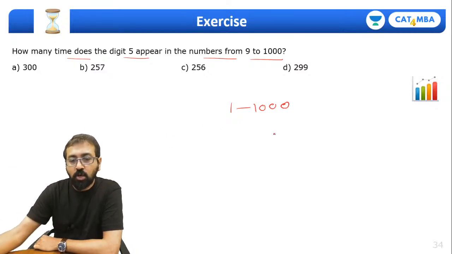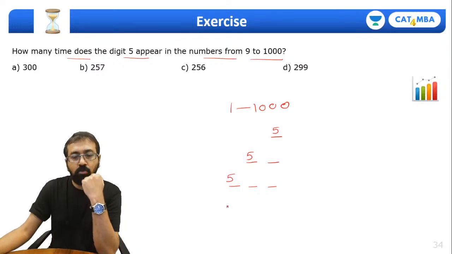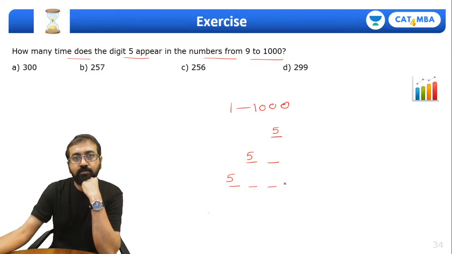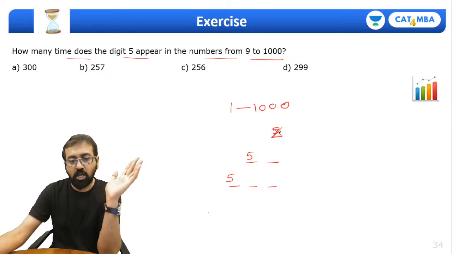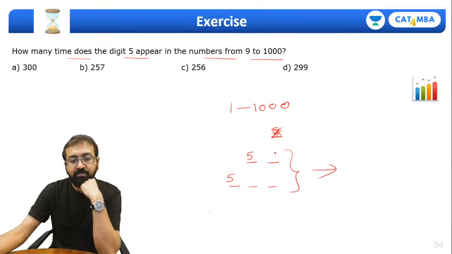Okay, so in 1 to 1000, my 5 can appear at the units position, or at the tens position, or at the hundreds position. Yes or no? It can appear over here, right? Or it can't appear at the thousands position. So this is what I need to find out. At the units position it can happen only once, so let's ignore that. Now what I'll get will be the correct answer directly.